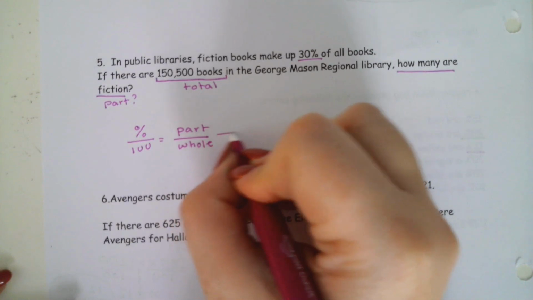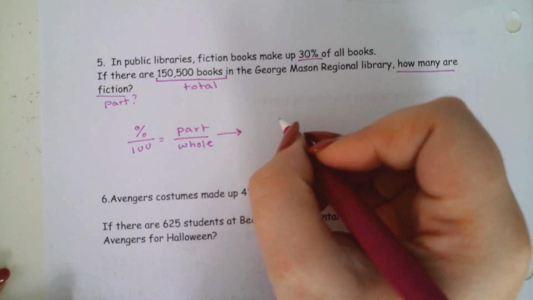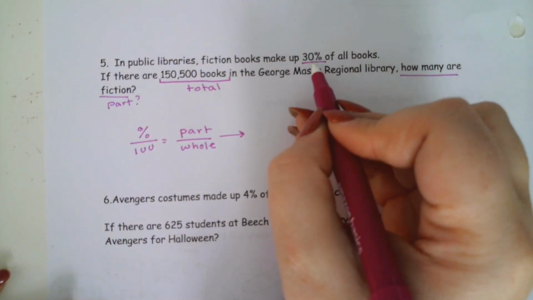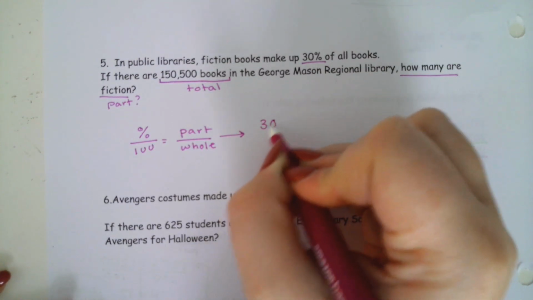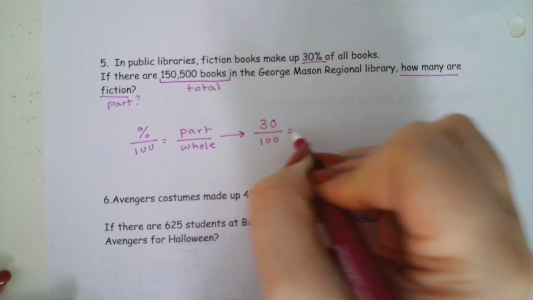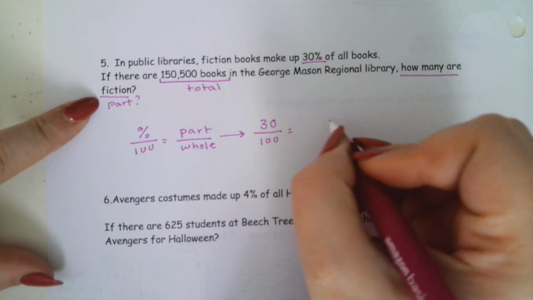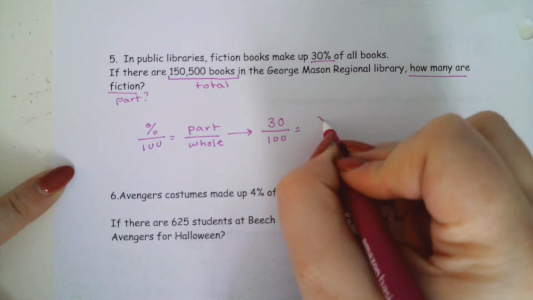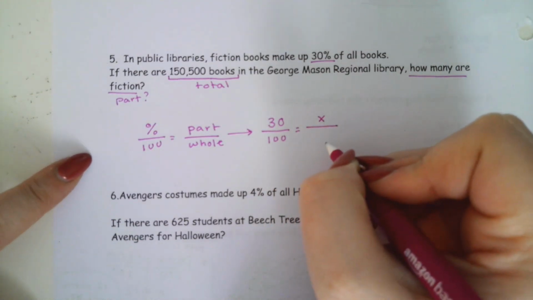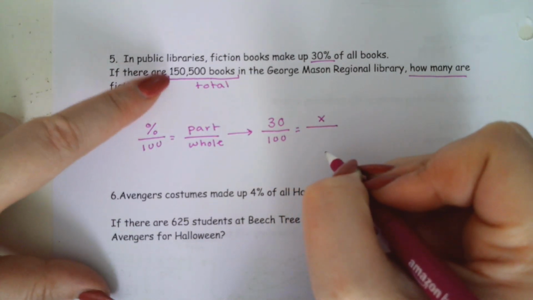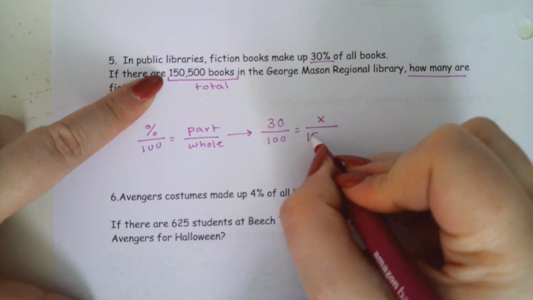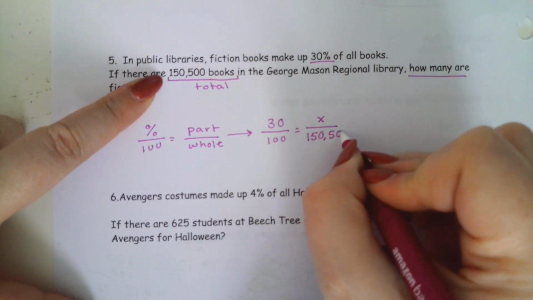All right, so let's go ahead and fill this sucker in. We got percent of 30 over that 100 equals the part that we don't know, because that's the specific kind of book, the fiction ones. So we don't know, so we're just going to put an X over the total or the whole amount. These are all the books they have in the library. So we're going to go ahead and write it out.